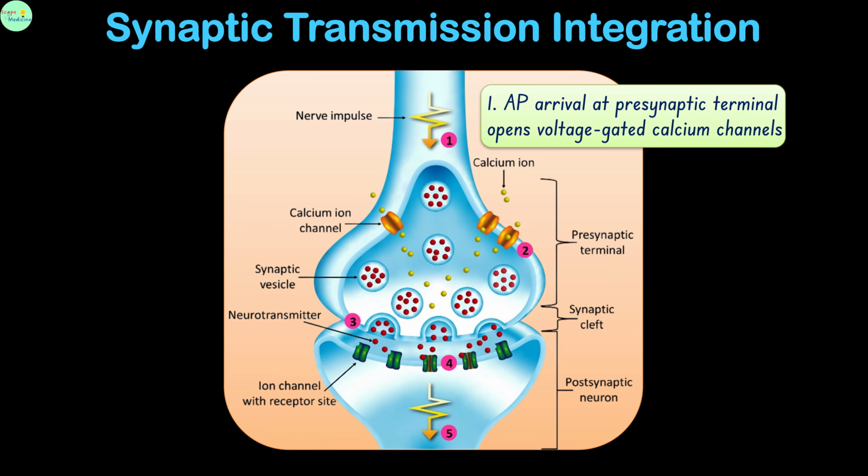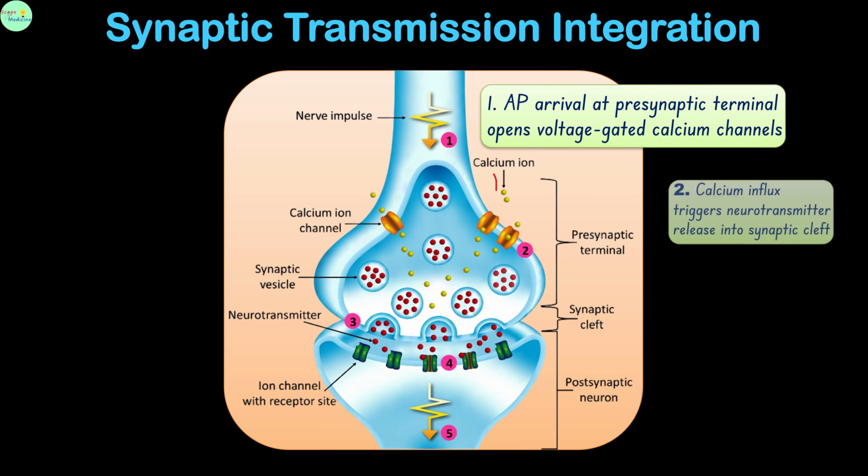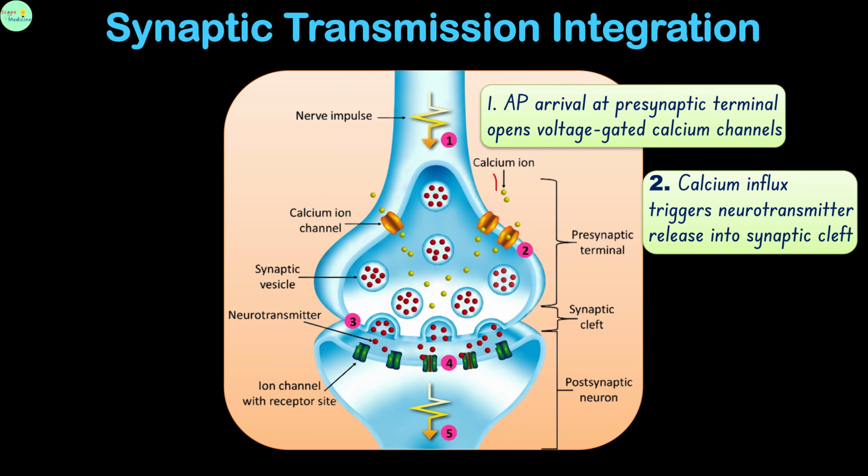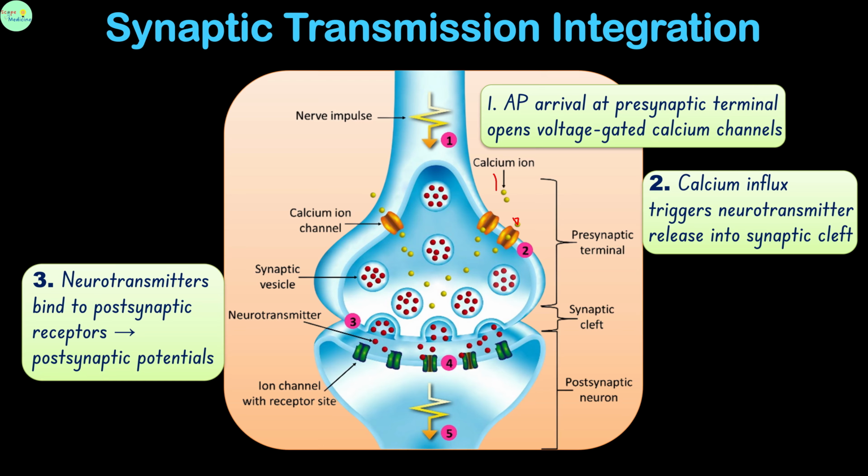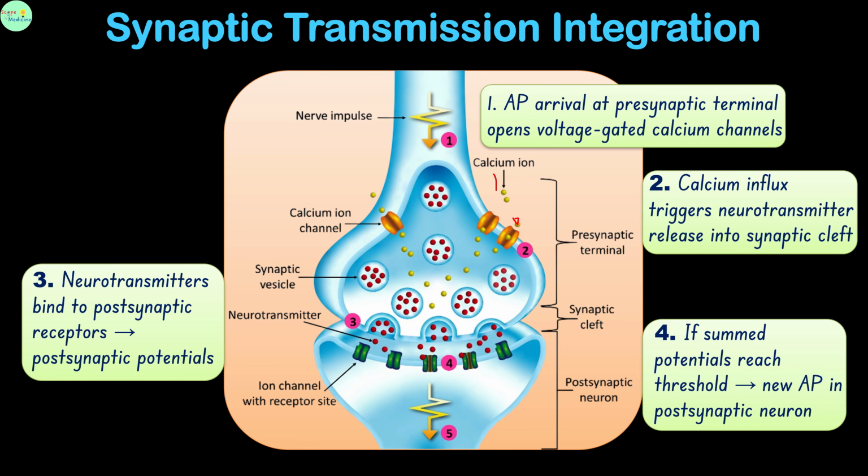Integration with synaptic transmission occurs when the action potential arrives at the presynaptic terminal and opens voltage-gated calcium channels. Calcium influx triggers neurotransmitter release into the synaptic cleft. Neurotransmitters bind to postsynaptic receptors, generating postsynaptic potentials. If these summed potentials reach threshold, a new action potential is generated in the postsynaptic neuron.